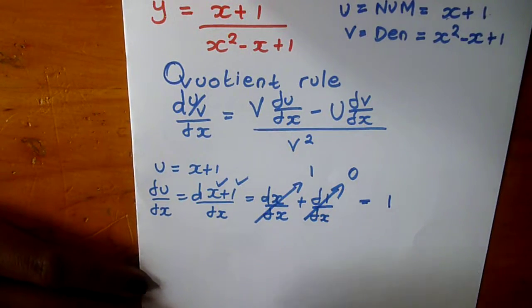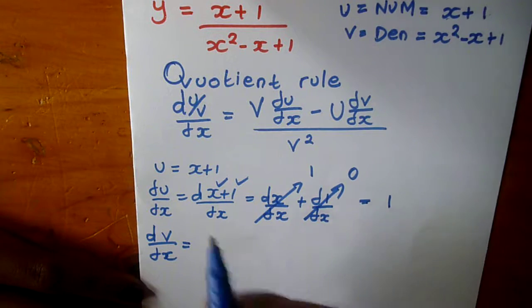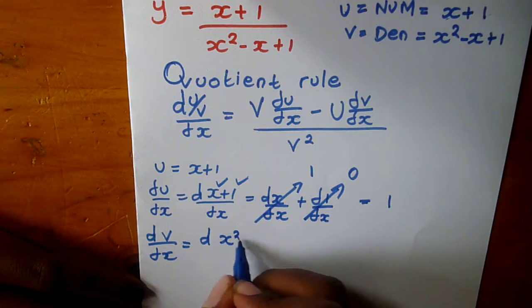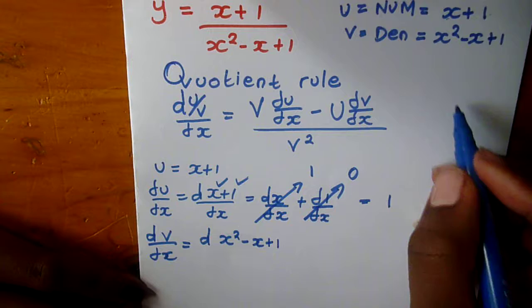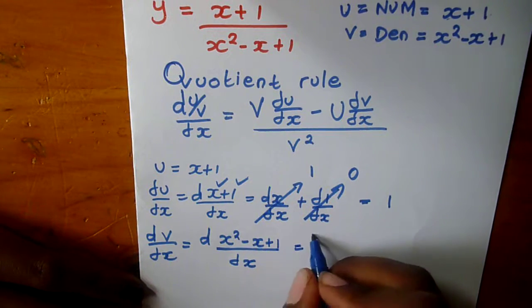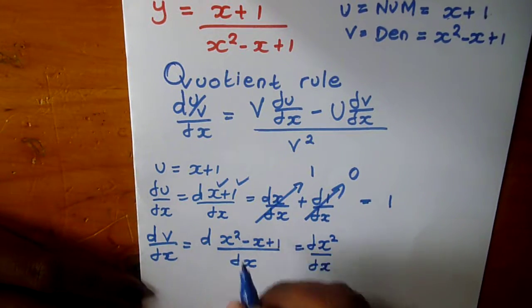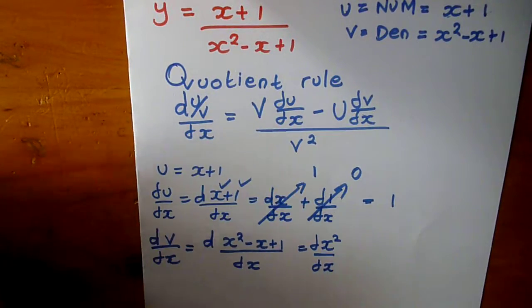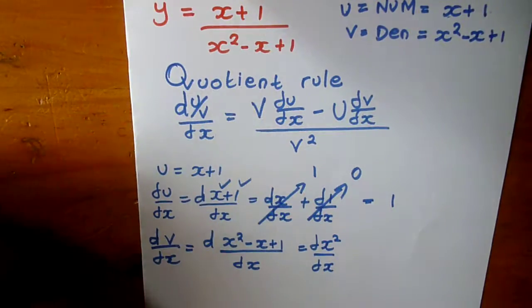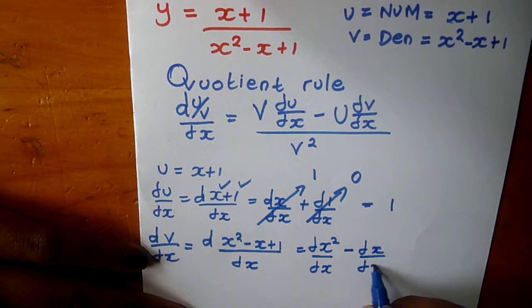From there, now let's get the derivative of v with respect to dx. And we had said that it's equal to x squared minus x plus 1. Which is the same as the derivative of the first term, since wherever we have a plus sign or a minus sign, we can separate the derivative, and that's what I'm doing just now.